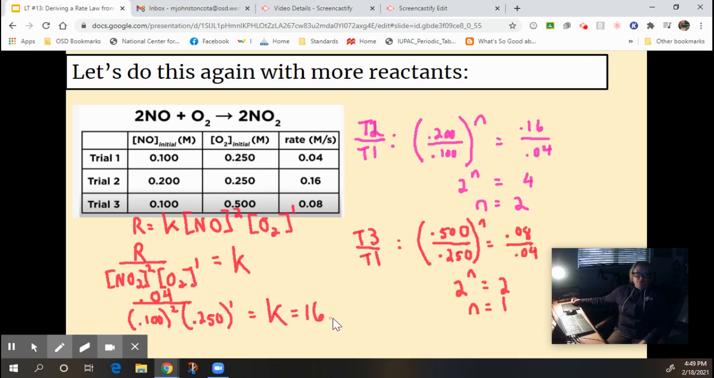On the next slide here, I'm going to get you the units for K, but you can imagine what I would do to find my final rate law. I'll write that really fast here. My final rate law is going to be 16, 3 sig figs because all my concentrations have 3 significant figures, concentration of NO to the second, concentration of O2. And my overall order of reaction would equal 3.